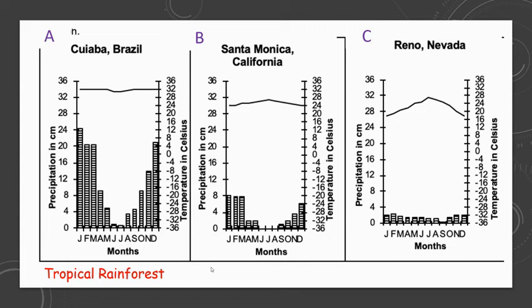Compare that to B, which is in California, where it also has a high temperature all year round with no seasonal variation, but not nearly as much rainfall. In fact, in the summers, there's zero rainfall. So this would be a chaparral. In Nevada, you can see also high temperatures, but even lower precipitation than the chaparral, and there's virtually no variation over the course of the season. That's because Reno is in a desert, and this is a temperate desert, so it's not quite as warm as the tropical rainforest.